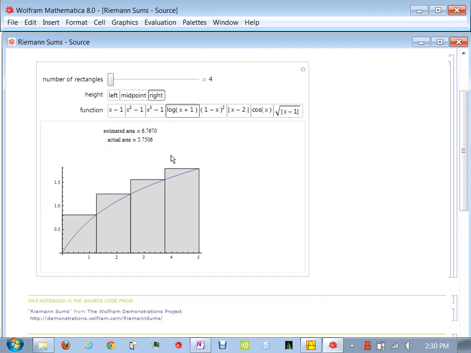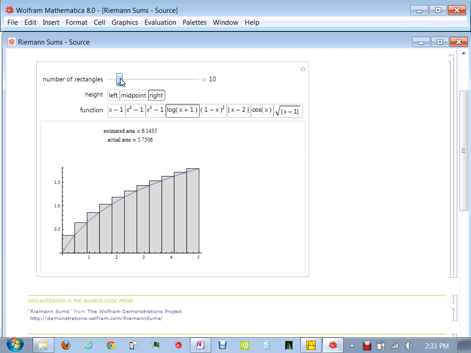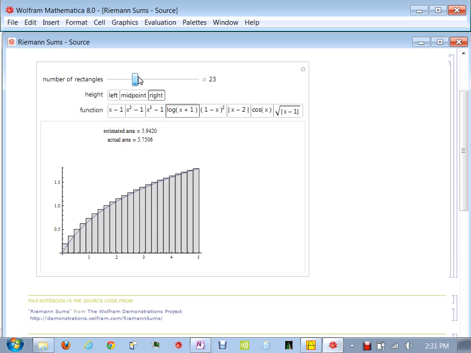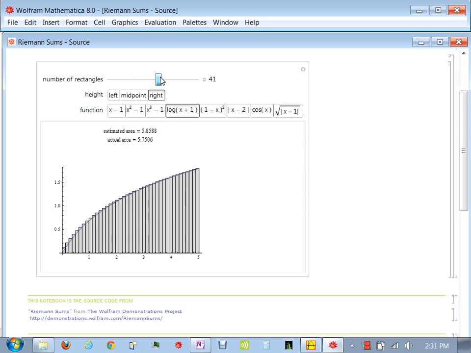Okay, so there, I'm trying to find the area underneath that blue curve, right? 4 rectangles. Look at the area right here, 6.76. So the actual area is 5.75. Don't ask me where that comes from right now. That's my estimated area with those 4 rectangles. Here's the true area. What happens if I get more rectangles? Look at the error. Look at how I'm getting closer to the true area. The more rectangles I do, the better my approximation. Yes?